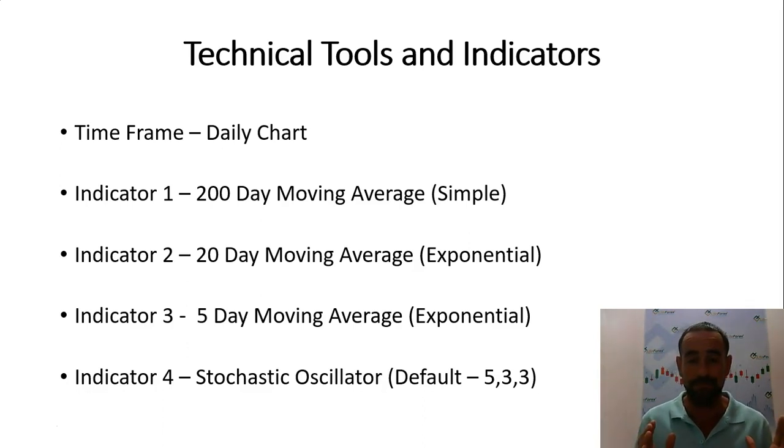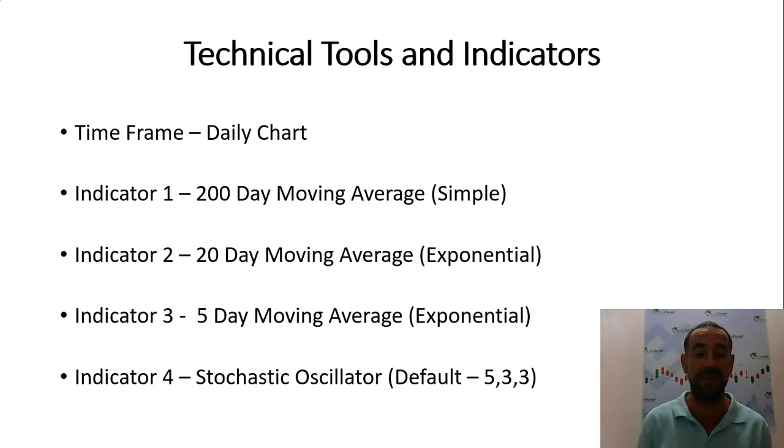Now, we're using 4 indicators. We're using 3 moving averages, which is the 3D part. We're using the simple 200 daily moving average. We're using an exponential 20-day moving average and a 5-day moving average, also exponential. So 2 exponential short and 1 long, which is simple.